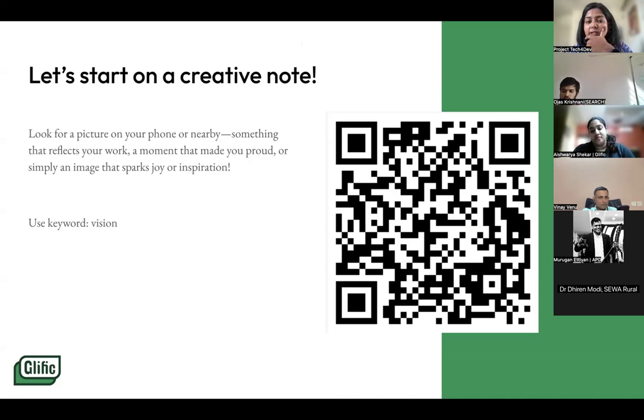Okay, Murugan says no response. Aishwarya, can you check? The keyword is vision, right? When you scan the QR code, there is an auto-populated message that comes up in your text box, and you will have to send that message for it to work.